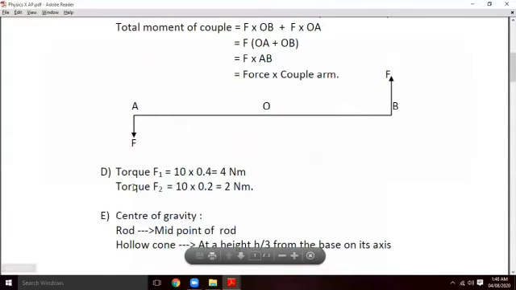We say torque F1, it will be the force which is 10 into the entire length of the diameter as discussed. So 10 into 0.4 will give us 4 Newton meters, and torque produced by force F2, that is moment of force produced by force F2, will be 10, that is the value of force, into the radius, which is half of the diameter, which is 0.2. The answer is 2 Newton meters. If both your answers and these values are correct, please give yourselves 2 marks, or else depending upon your answers you can give yourself a 1 or a 0.